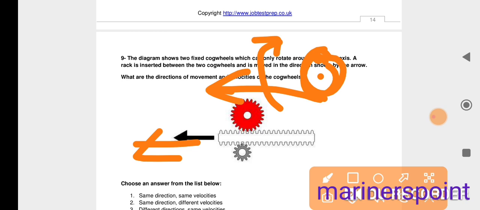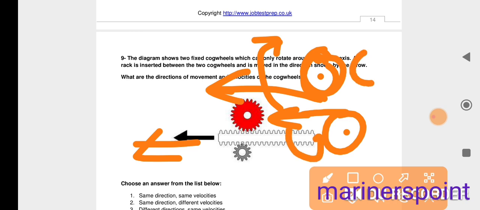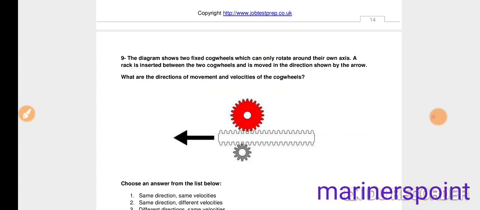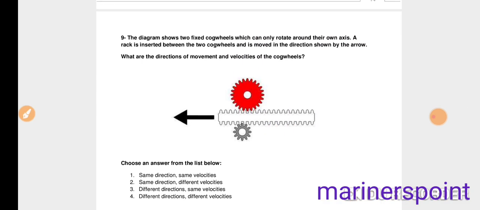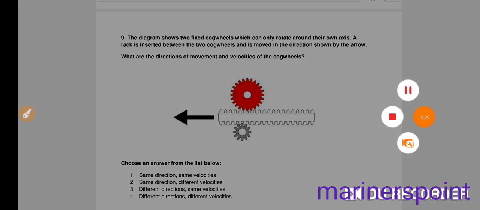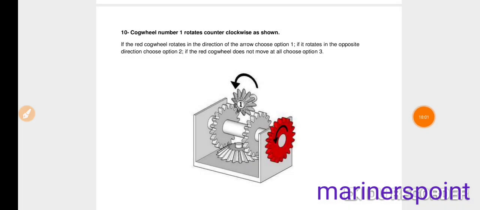Okay, for the same figure, take a rope and push, then it will rotate in anti-clockwise direction. Okay, clockwise and anti-clockwise direction. So what is our right answer? Different direction, different velocity.